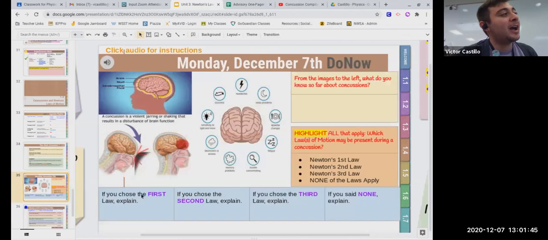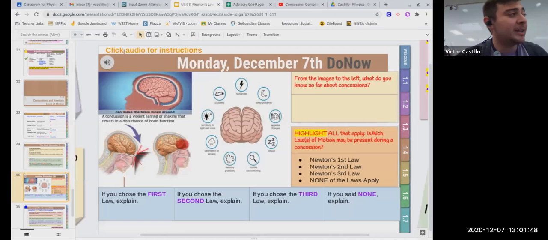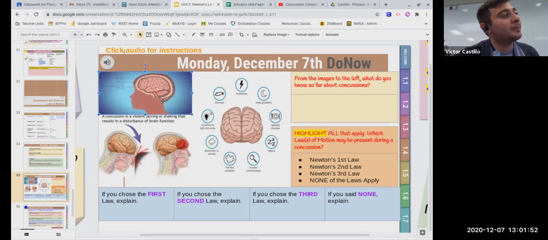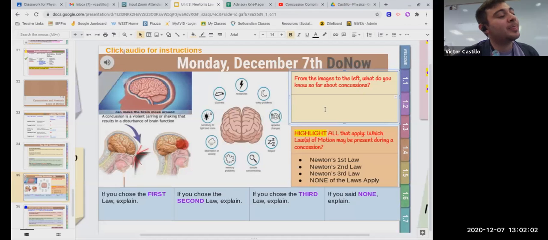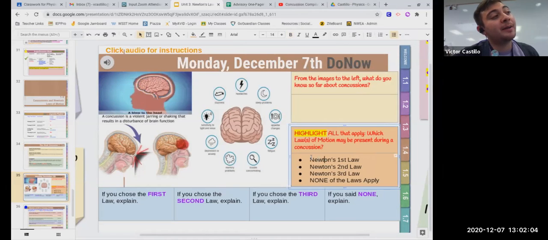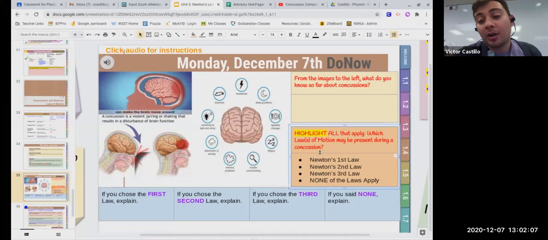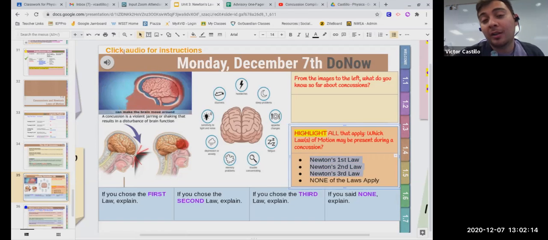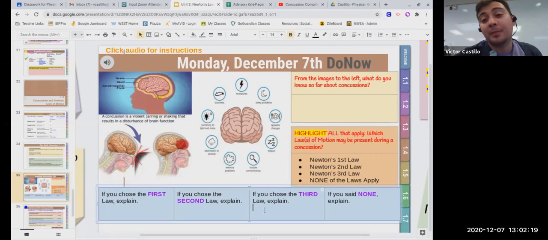Now, I'm going to give you a little bit more detail of what a concussion is. There are 3 different images, 2 images and 1 animated GIF. I want you to use this information to answer this question: What do you know about concussions so far? And then also highlight all that apply: which law or laws of motion may be present during a concussion? Whichever one you highlight, whether it's 1, 2, or all of them, I want you to explain why you chose that specific law of motion.